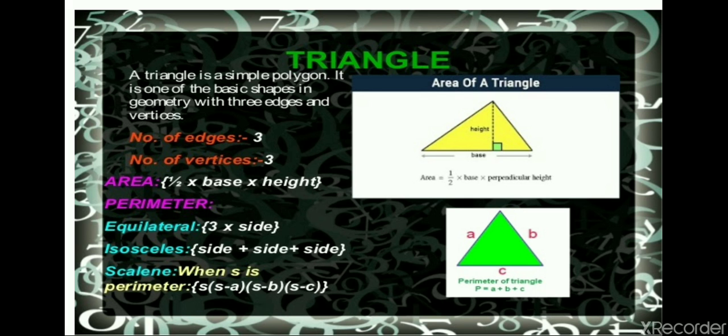The perimeter of this triangle, as you can see in this figure, has three sides A, B and C. So the perimeter of the triangle will be A plus B plus C. And for an equilateral triangle, we can also use the formula 3 into side, as all three sides are equal. And for a scalene triangle, we write A plus B plus C.